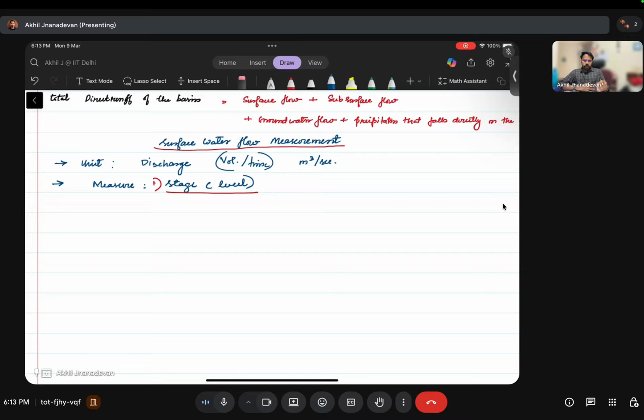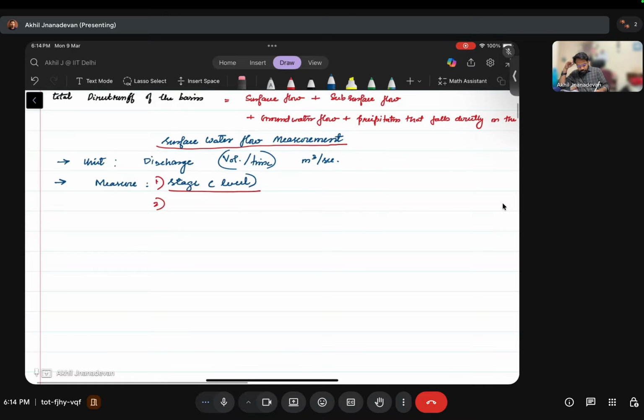the stage, we have the different elevations of the water, and if we have the cross section, then once the stage is measured, we can measure the velocity. So one is stage, and second we can measure the velocity. Velocity is in meters per second. So we measure the stages and we measure the velocity.